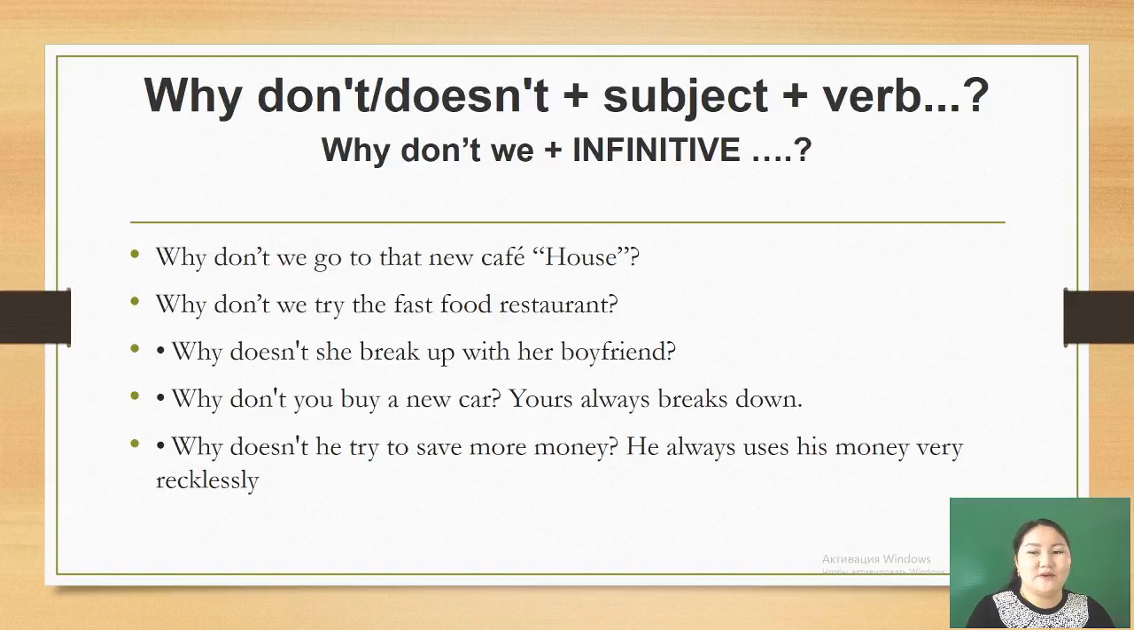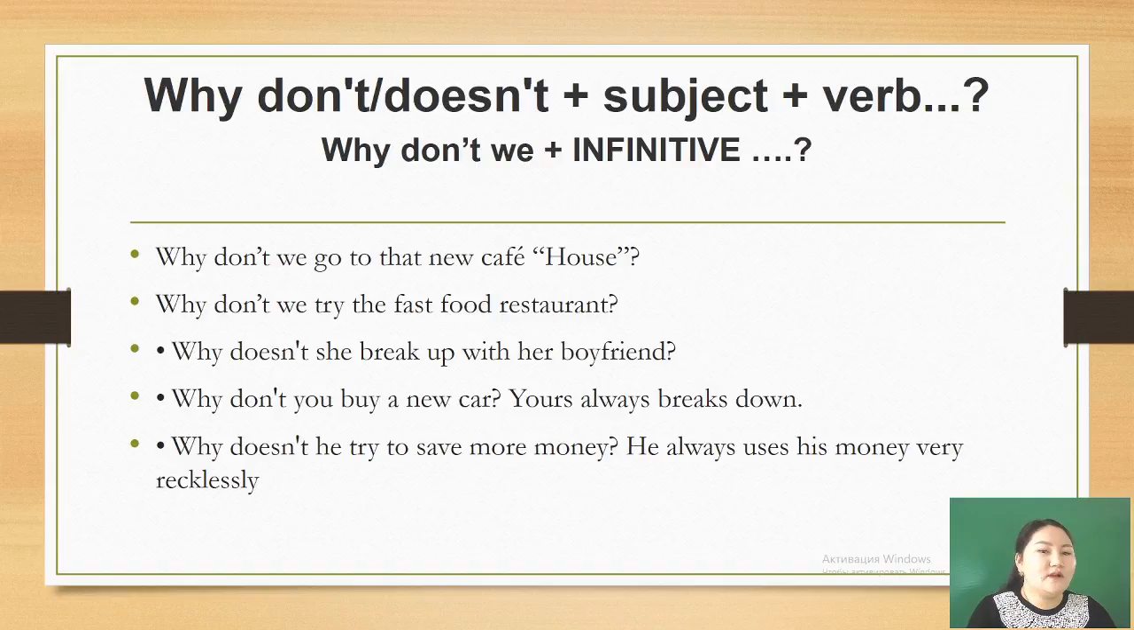So, the first phrase, why don't, doesn't plus subject plus verb. In this structure, instead of subject, we use pronouns we, he or she or they, and so on. So, look at the first example. Why don't we go to that new cafe house?